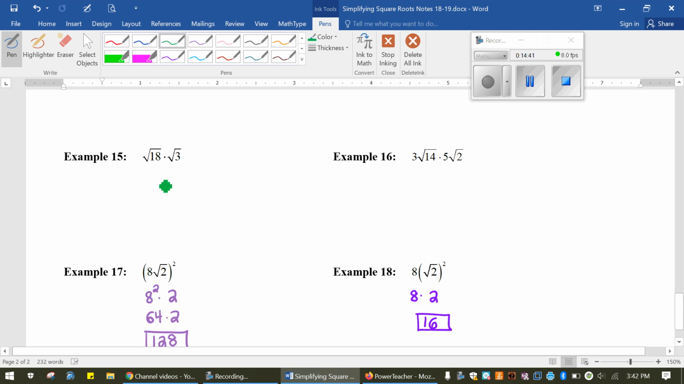So 18 times 3 would be 54. I'm not going to build my factor tree here because I know my multiplication tables quite well. And so I know that 9 is going to go into 54 6 times. So this turns out to be 3 square root of 6. If that's not something that you easily know off the top of your head, you should build a factor tree.